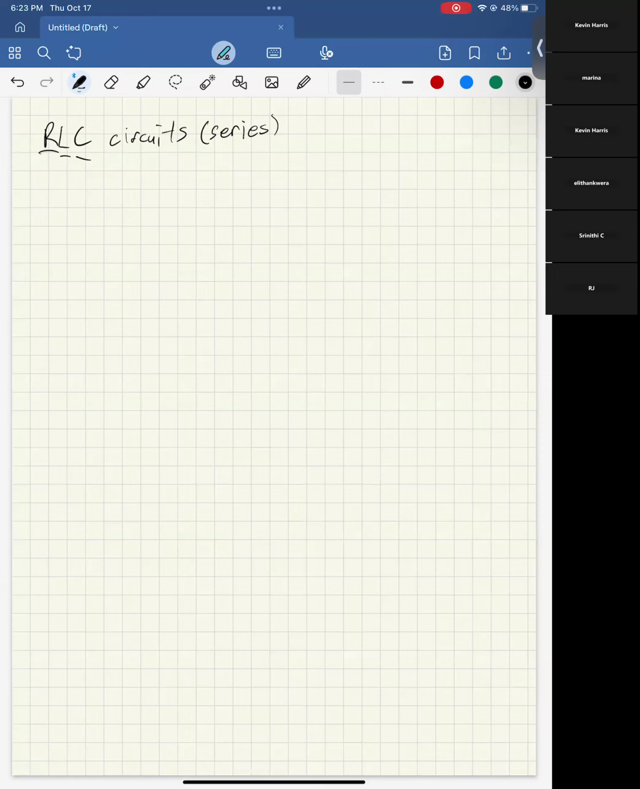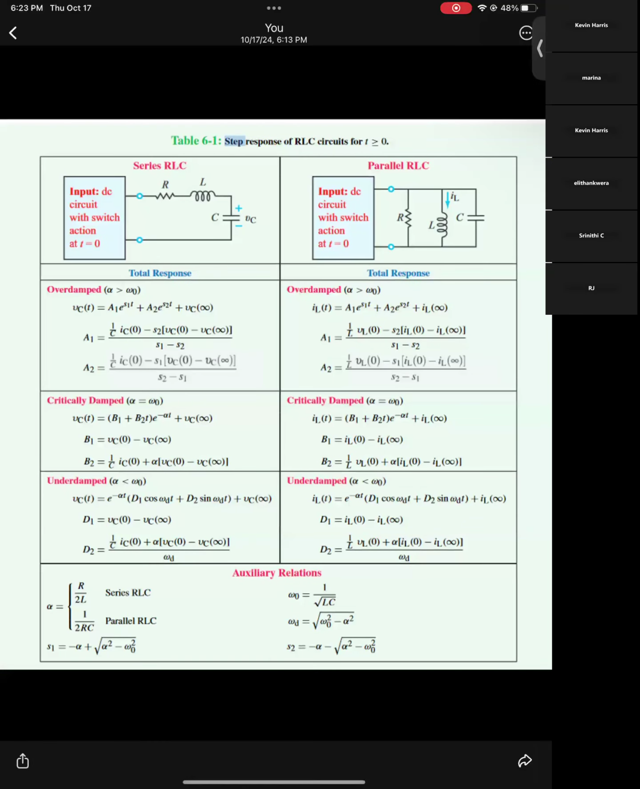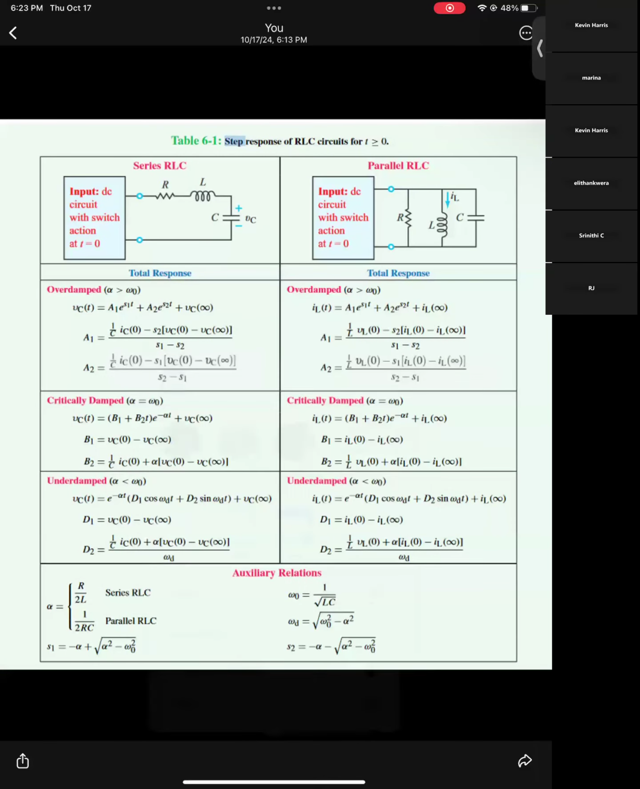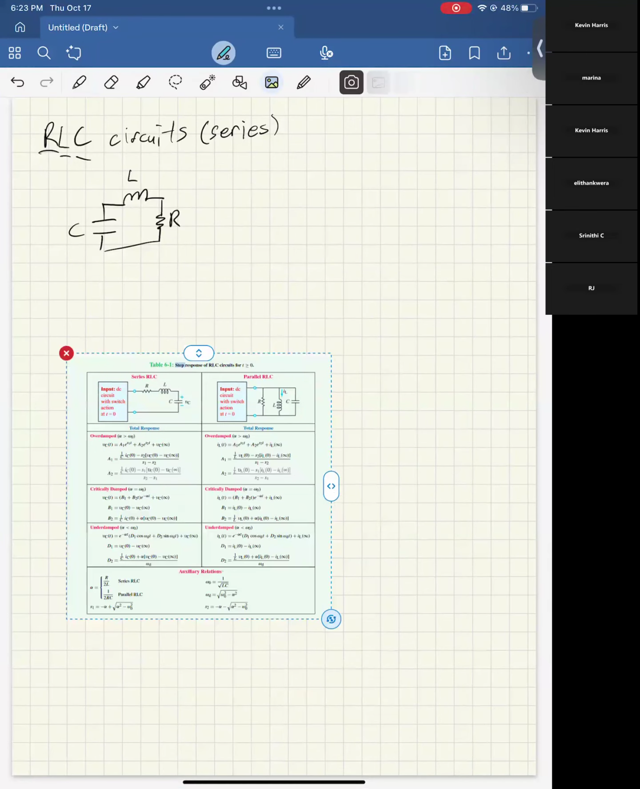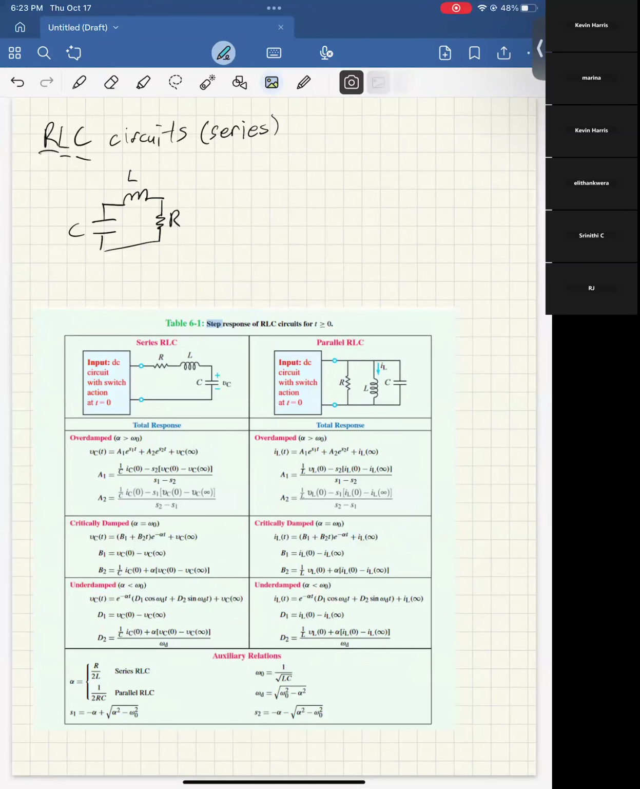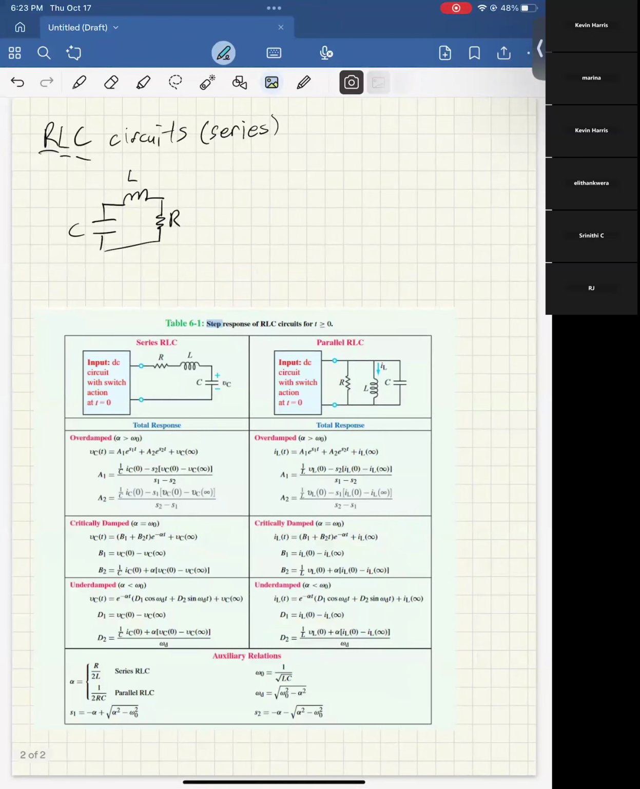So your final circuit is going to look something like this, where you have a capacitor, an inductor, and a resistor. Crazy, I know. And what you will be provided with is a chart that looks a little like this. You can solve these kinds of circuits manually, which takes some differential equations, but what we have here is basically just the solutions of all those differential equations for you.